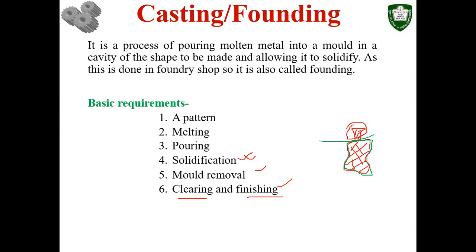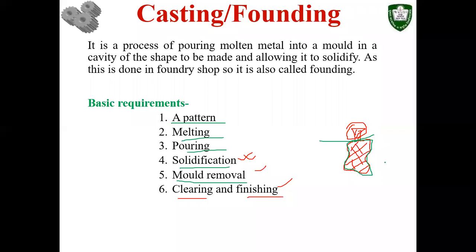So these are the 6 basic requirements of casting, or 6 basic steps, you can also say. You need a pattern for producing a part, a replica of the part you want to make. You need a melting process, you need a pouring process, and you need to allow the solidification. You need the proper solidification method. Sometimes if you want to do the solidification quickly, then you will have several defects in the casting. So you need to really justify which solidification method you should use. And then the mold removal: how do you remove the mold?